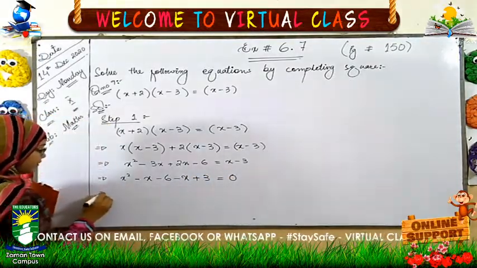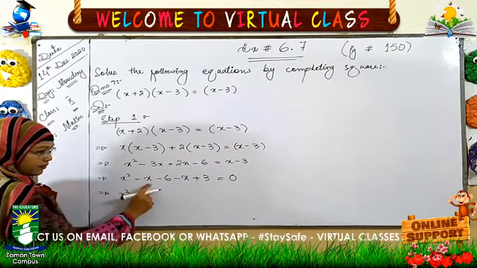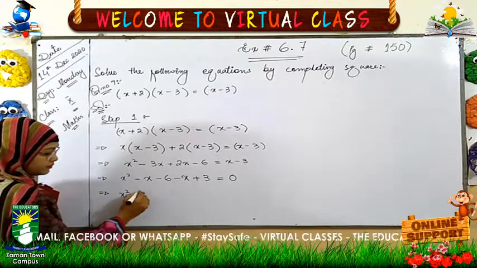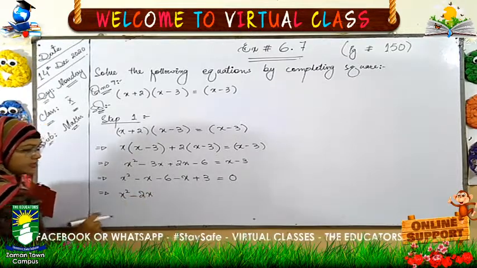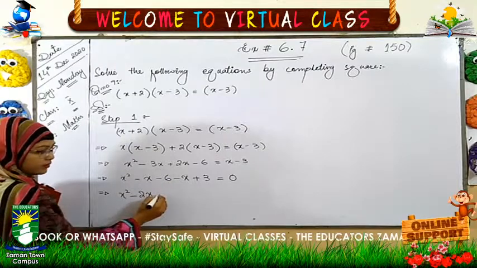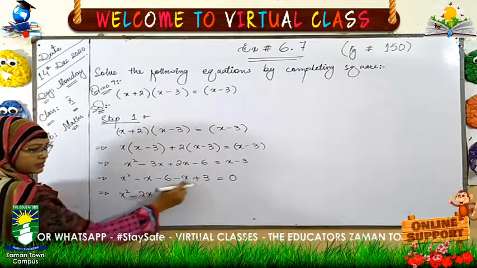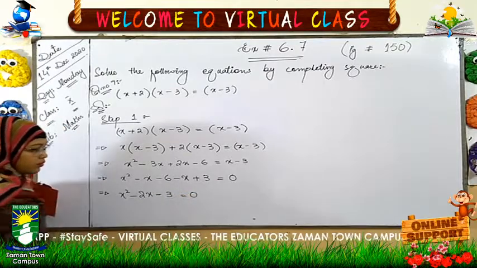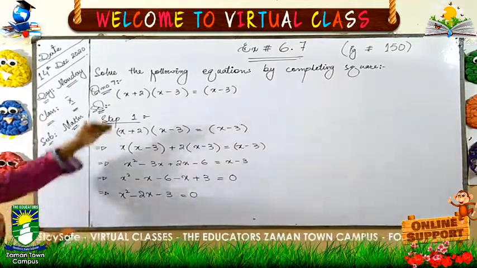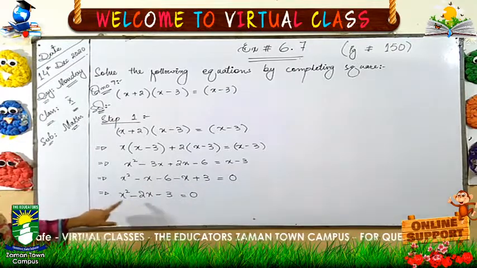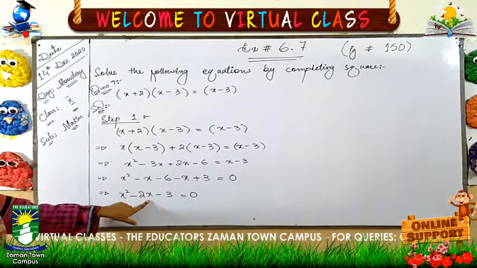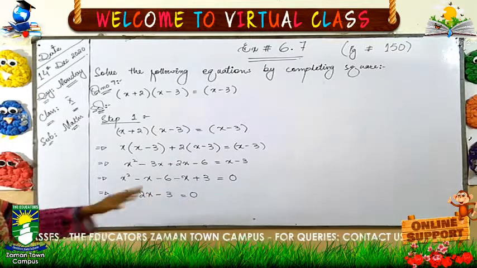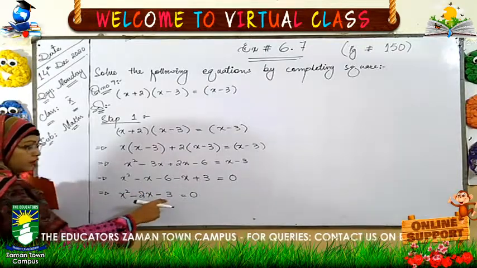Right? Now do the simplification here. x square minus x minus x becomes minus 2x. Minus 6 plus 3 becomes minus 3, is equal to 0. It is the first step, where we converted the equation into standard form. First value with x square, second with x power 1, and the next with x power 0, meaning without variable, or you can say it is the constant only.